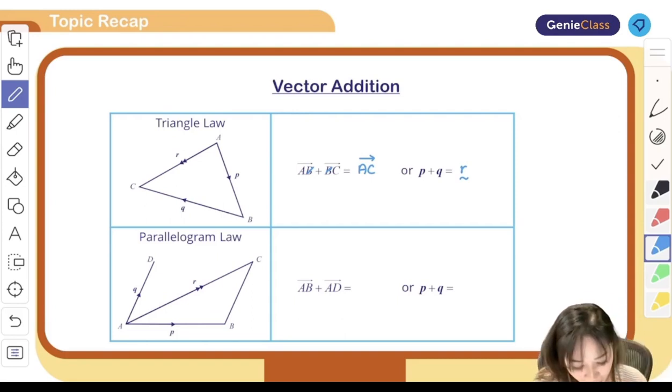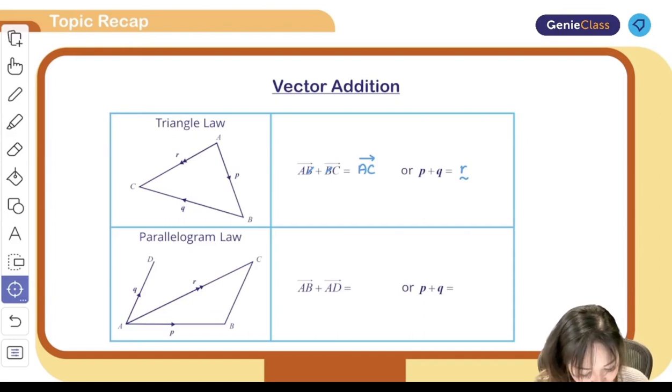Then parallelogram law. For parallelogram law, if we have AB plus AD, since we draw, then we do a parallelogram, right? So if it's a parallelogram, then we say that AD is equal to BC.